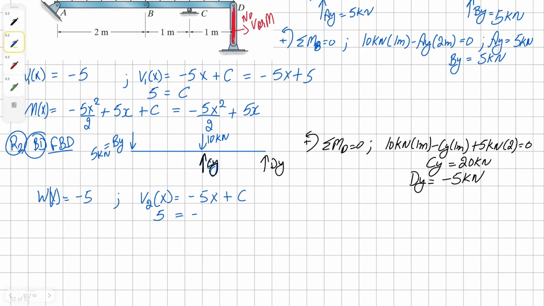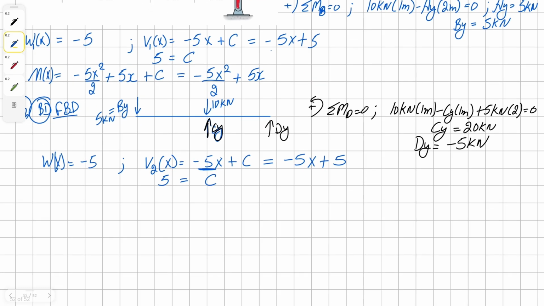Because the negative 5x on this side is going to cancel out the negative 5 of the shear equation of the first one. So we're just left with the constant, which is positive. So our shear equation is the same as the first region: negative 5x plus 5.